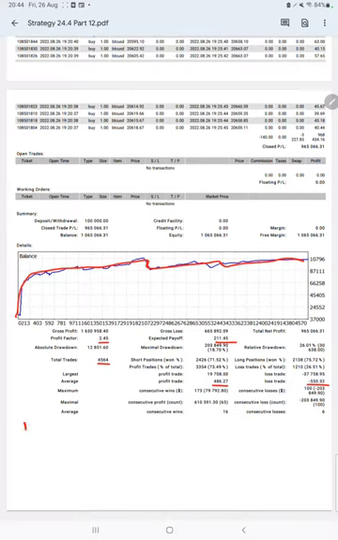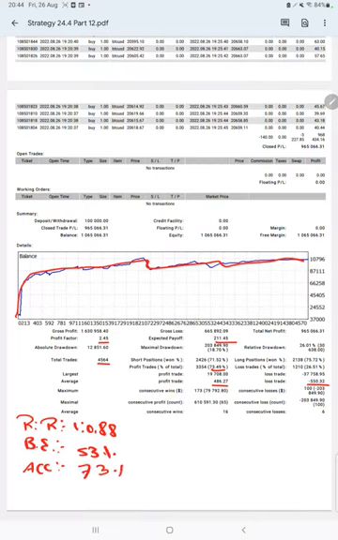So the risk reward ratio will be 1:0.88 here, and the break even point for the strategy is 53%. Comparing with the current account accuracy, which is 73%, we can say we are almost up by 20% than the requirement.